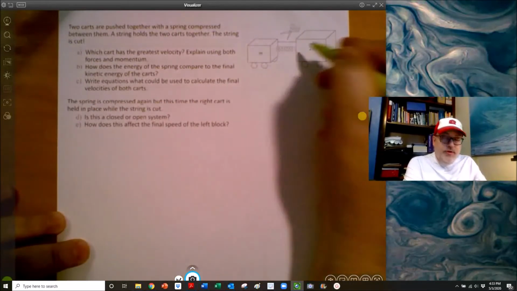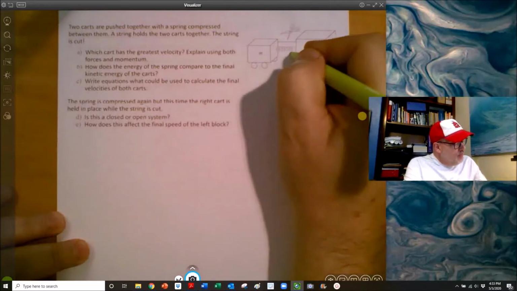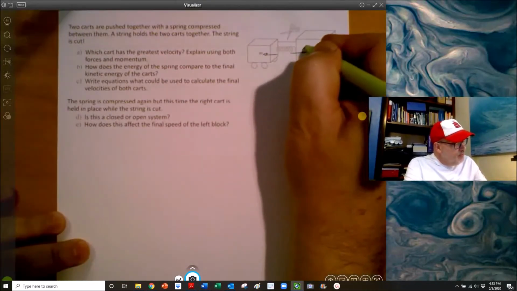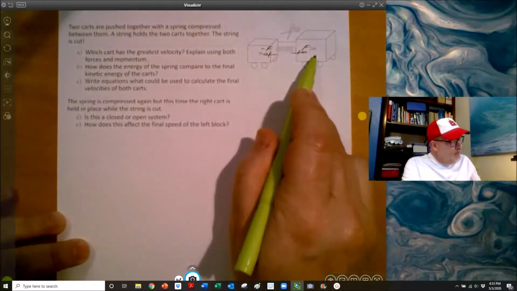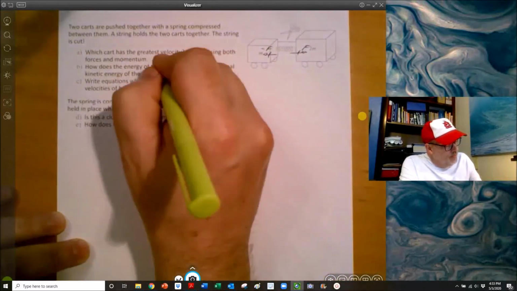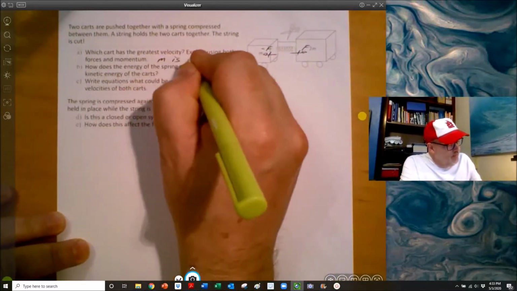Well, hey, we don't even have to use momentum for this if we don't want to. The force between these two carts must be equal and opposite in sign. So since this one has more mass, it will go slower. So the cart of M is faster.